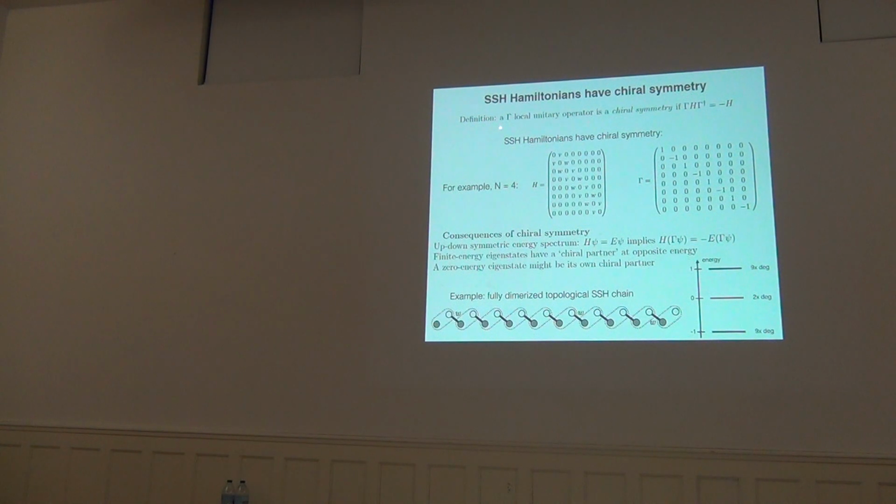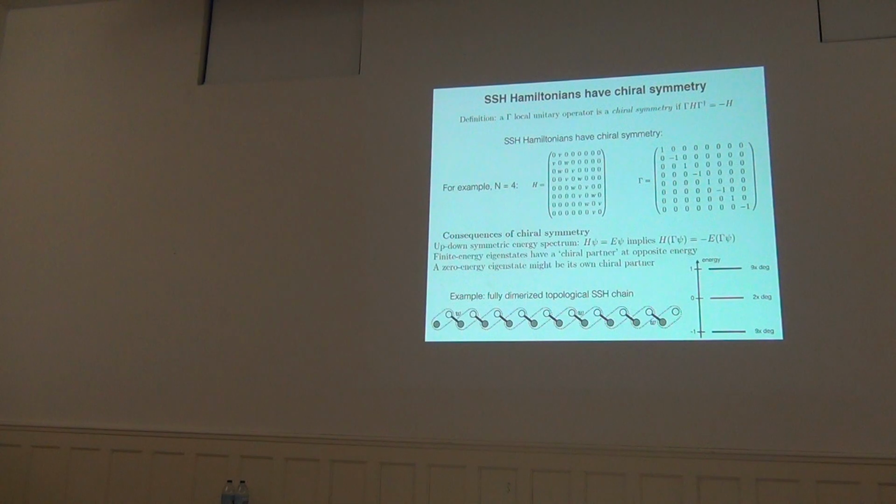So let's see. Let me start with a definition. A local unitary operator gamma is called a chiral symmetry if it maps the Hamiltonian to minus itself. So a usual symmetry is mapping a Hamiltonian to itself. But this is now a stranger symmetry, in the sense that this is a unitary operation, and local, which is mapping the Hamiltonian to minus itself.